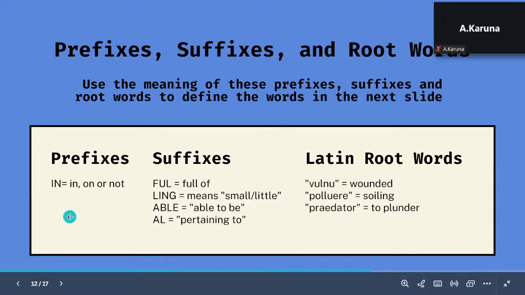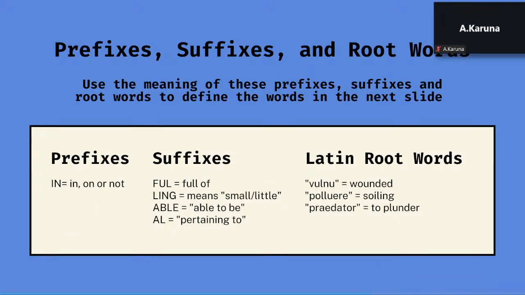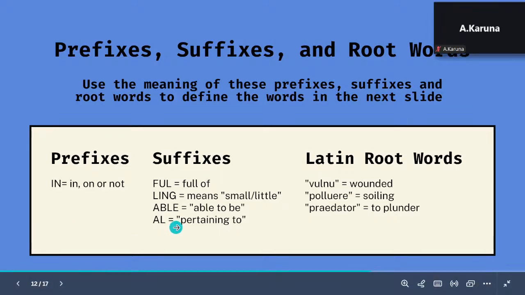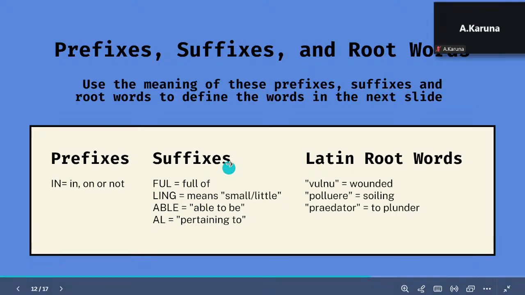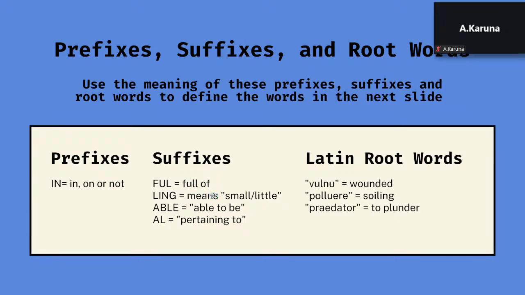So look at this. The prefix is in, which means in, on, or not. So let's say incorrect. That means not correct, right? The prefix is in, and the other half means correct. So in means not, so not correct, right? Suffix. The first example is full. Full of means full of. So if we say beautiful, that means beauty is the first word, full is the suffix. So you're full of beauty. And when do we say beautiful? When it's so pretty, right? So beautiful, beauty and full, you're full of beauty.